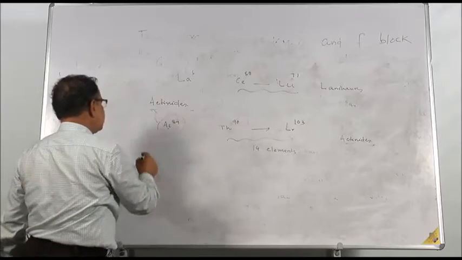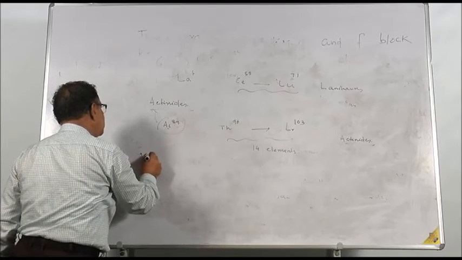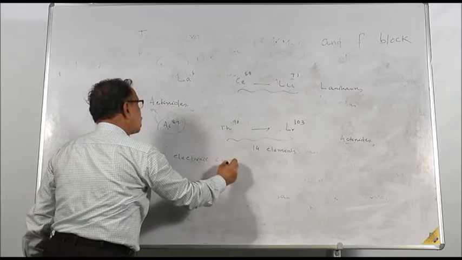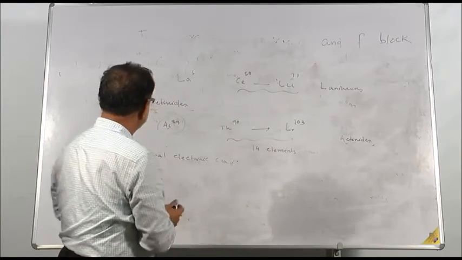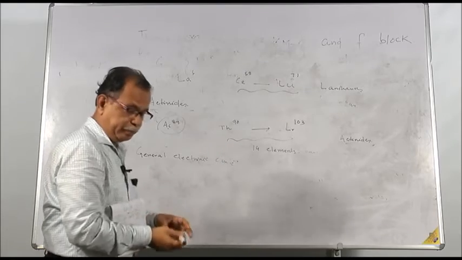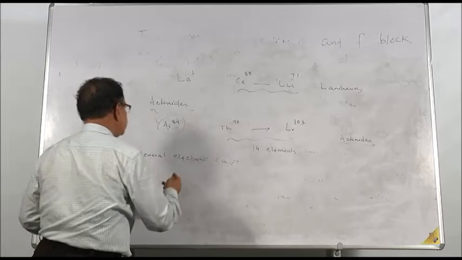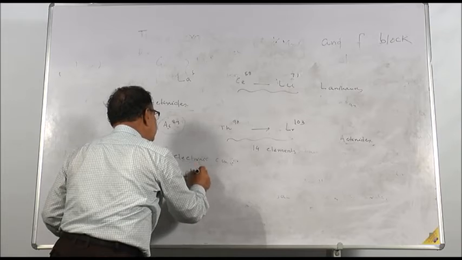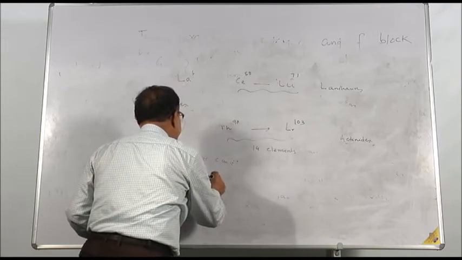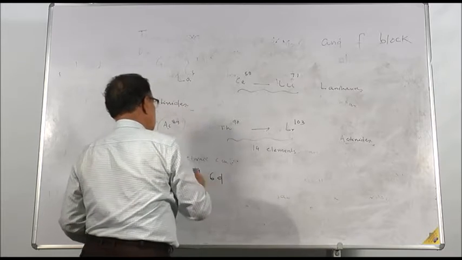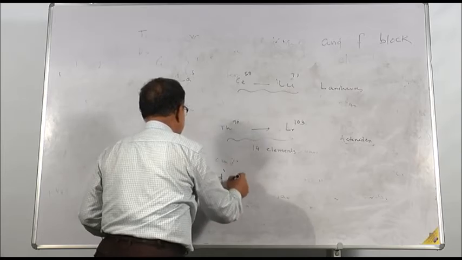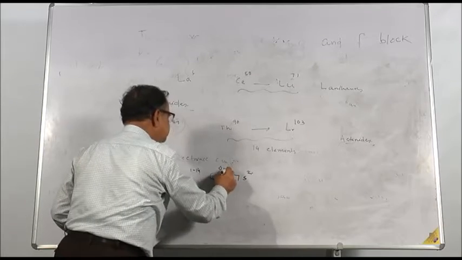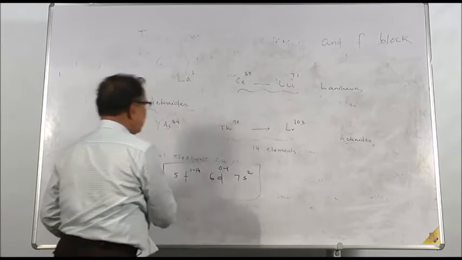So the general electronic configuration of actinides: where it was 4f, it will be 5f, 1 to 14, then 6d 0 to 1, 7s2. This is the general electron configuration of actinides.